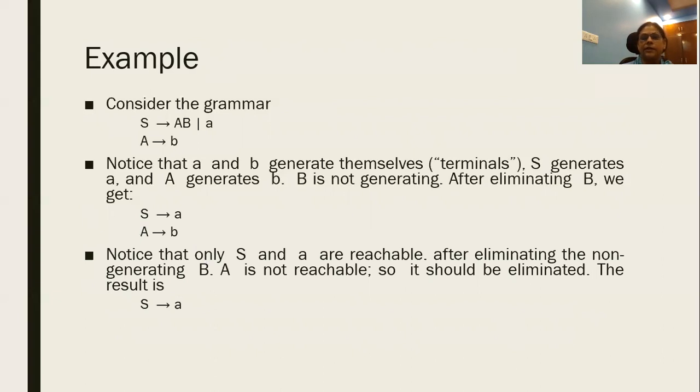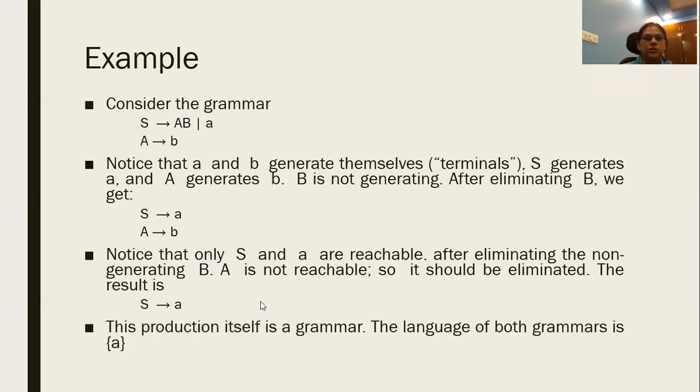The resultant grammar then, after removing useless production from the original grammar, is S derives A. And if you look closely, you will find that the language of the original grammar contains only one string. And the language of this also contains only one string. The language of both these grammars is {a}.